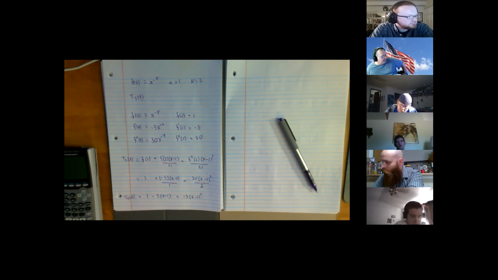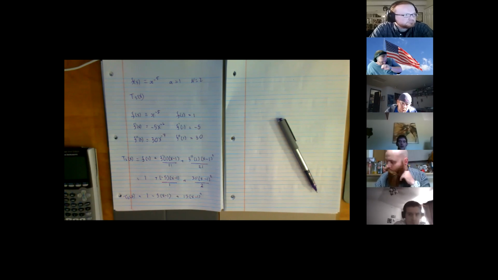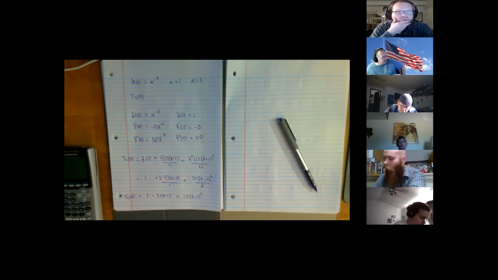Are we comfortable about that process of generating T2 of x for this function centered at 1? Would you agree it's got a nice process to it, right? You just kind of follow the process and you'll be fine.